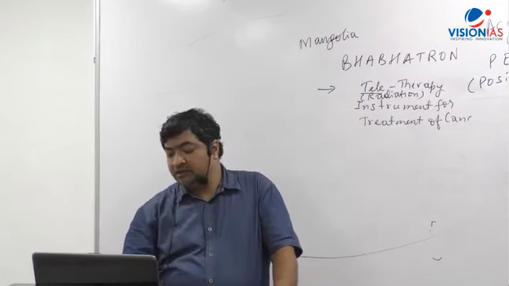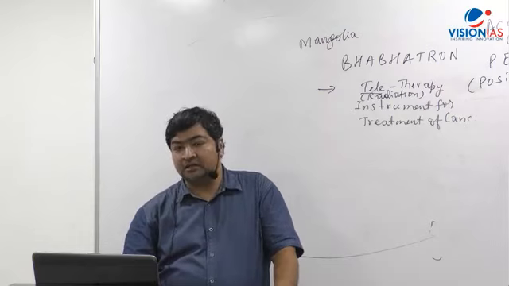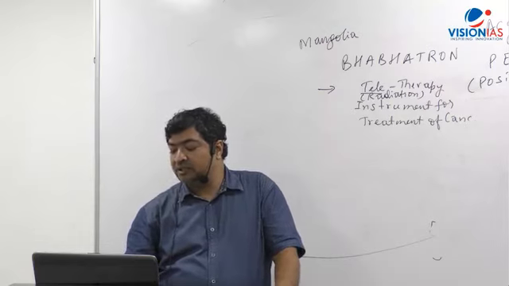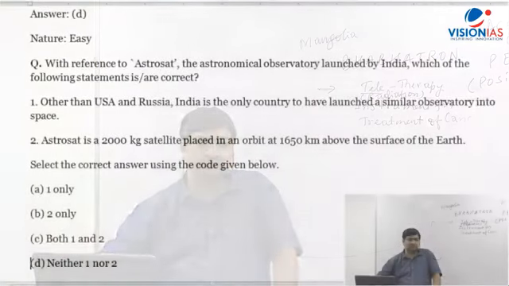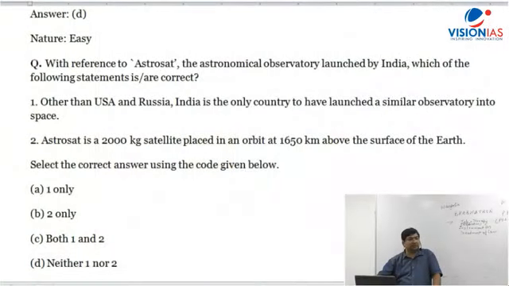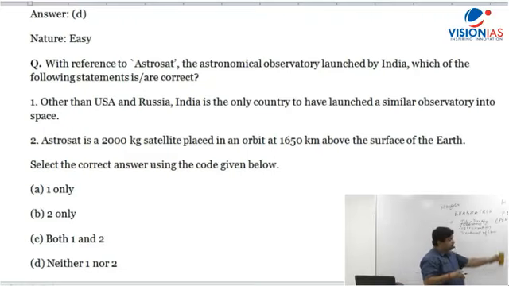Now what is the second statement here? AstroSat is a 2,000 kilogram satellite placed in an orbit at 1650 kilometers above the surface of the Earth. Now this is totally factual. Where it is placed, right? Now for the second part of such a question, the concept comes in. Because sometimes it is not possible for you to remember the kilogram of the satellite and which height. But I'll tell you that the kilogram is something different.